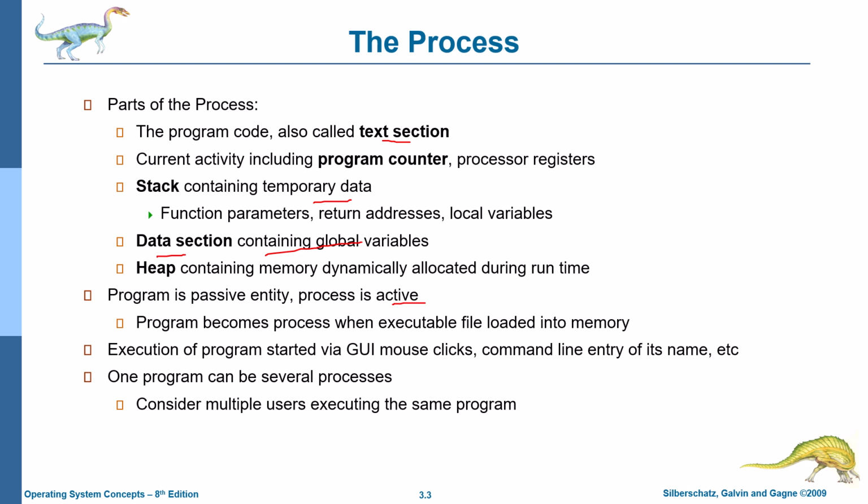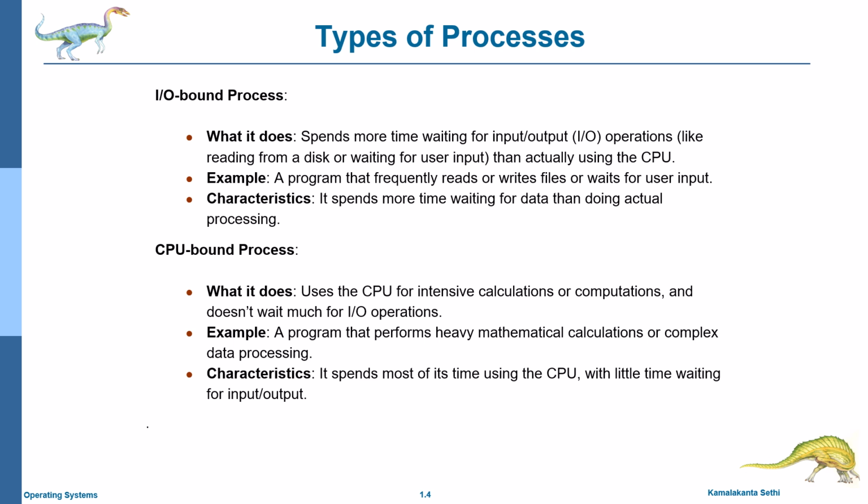One program can be several processes. Consider multiple users executing the same program. What it does: it spends more time waiting for input-output operations, reading from disk or waiting for user input, than actually using the CPU. An example is a program that frequently reads and writes files or waits for user input. Characteristics: it spends more time waiting for data than doing the actual processing.